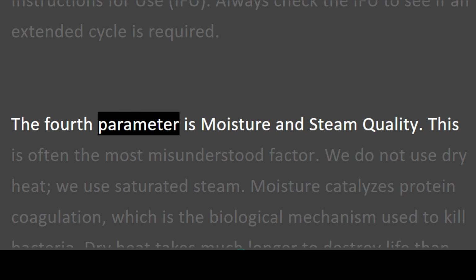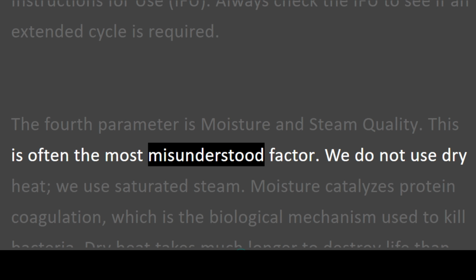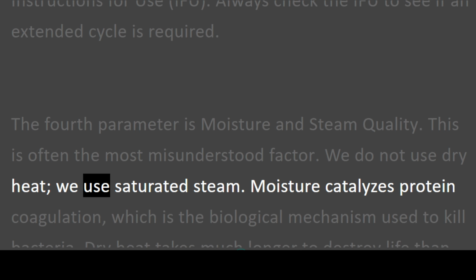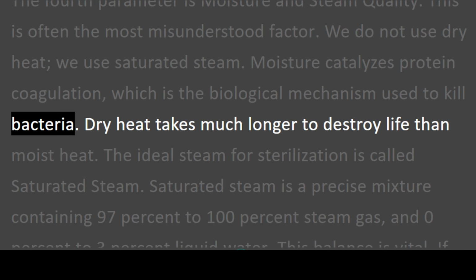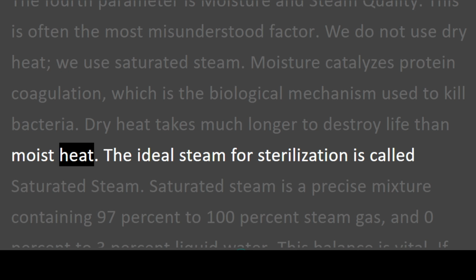The fourth parameter is moisture and steam quality. This is often the most misunderstood factor. We do not use dry heat, we use saturated steam. Moisture catalyzes protein coagulation, which is the biological mechanism used to kill bacteria. Dry heat takes much longer to destroy life than moist heat.